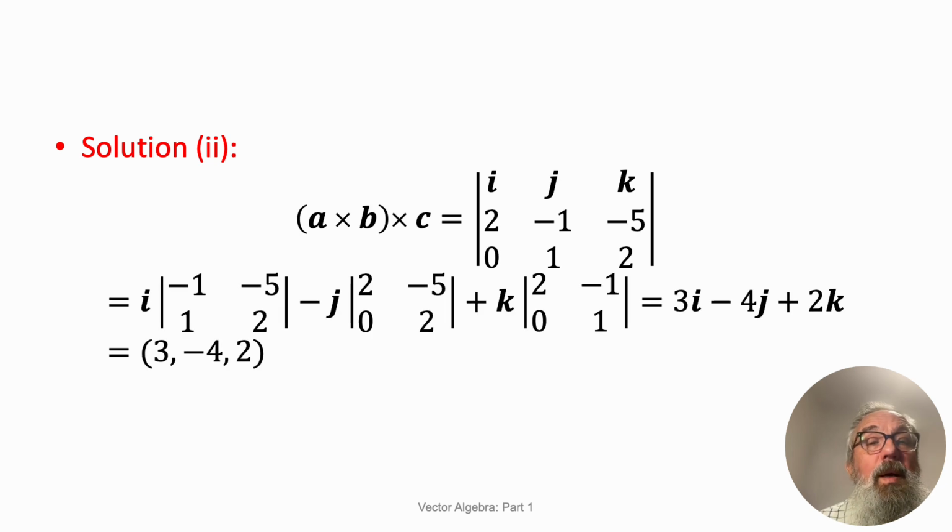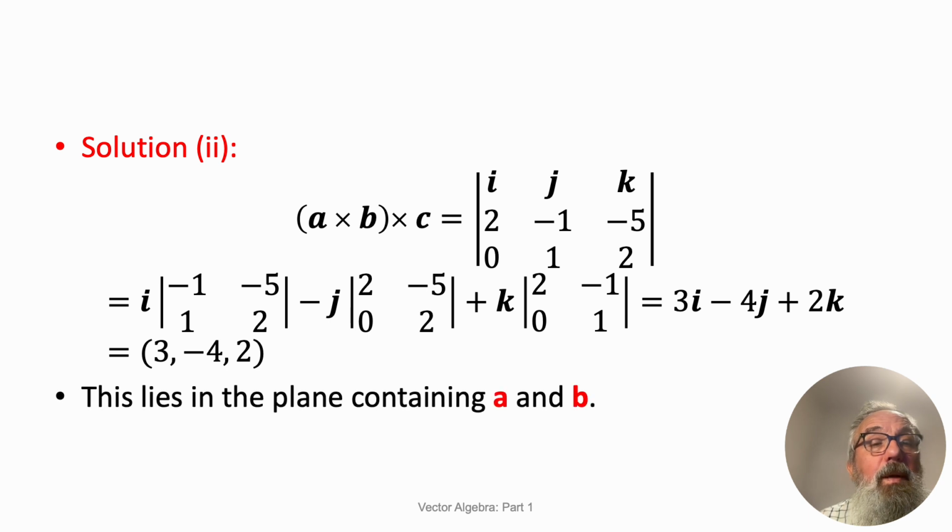Solution 2. A cross B cross C. So we've got A cross B, so that's the second row, and C is this third. We expand that. This lies in a plane containing A and B. Is that understood?